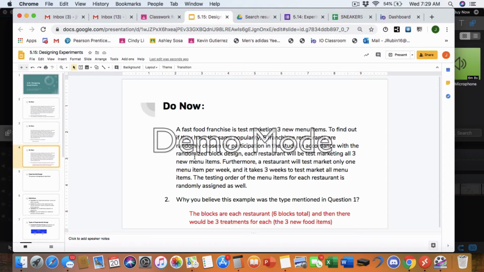Notice there's no placebo in this one, so something that we didn't talk about, but you should know is that experiments don't have to have a placebo. If you're testing medication, you could just test the effect of a full dose versus a half a dose, or a full dose versus a double dose. There doesn't necessarily need to be a placebo.